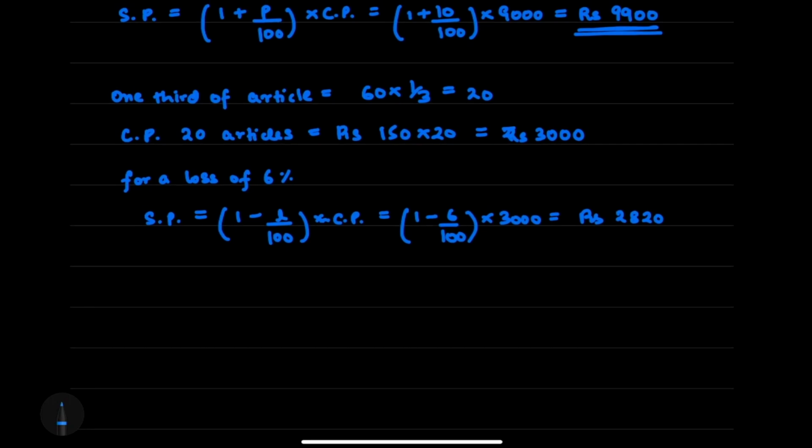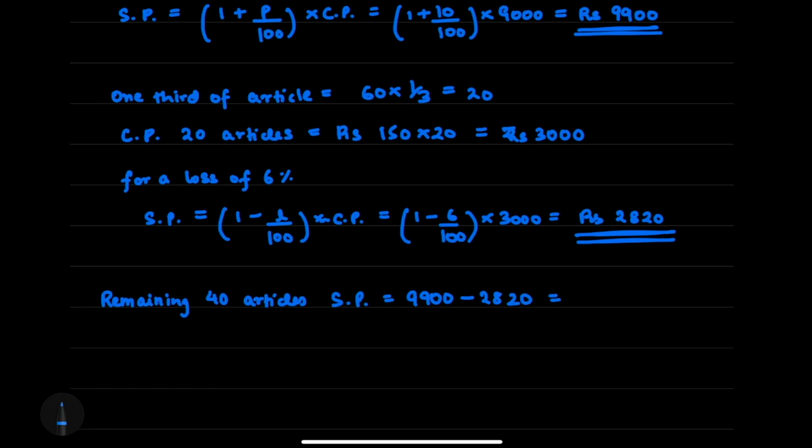So now we know two big numbers that are important. The first one is the 9,900, that should be the total amount he brings back. And 2,820 is the amount that he got from the loss of 6% trade. So for the remaining 40 articles, the selling price should be 9,900 minus 2,820 to make up for all the losses so that he gets the 10% gain anyway. So here we get the value of 7,080. So he has to sell the remaining 40 articles for this 7,080 rupees. Otherwise, he would not get the profit.